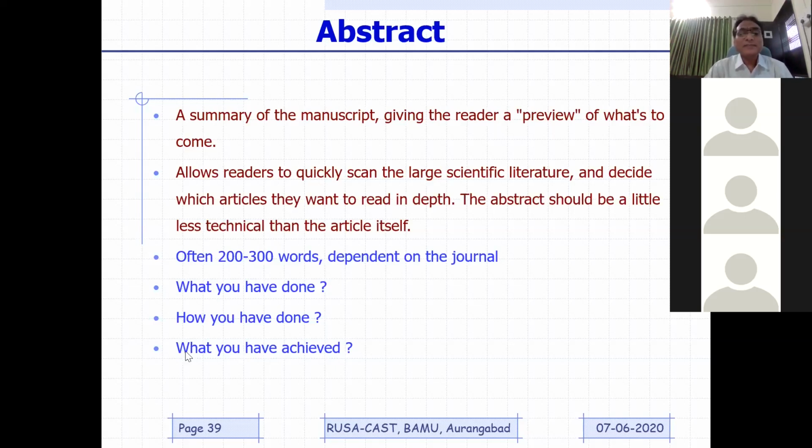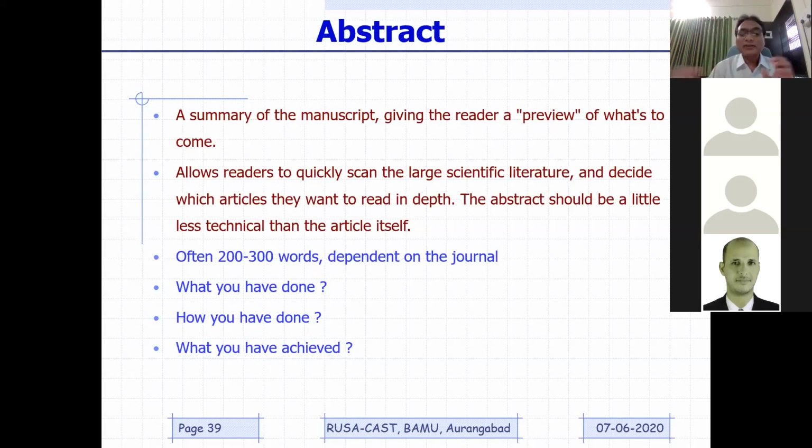You can read the blue lines here. The abstract should be around 200 to 300 words. It should not be more than that. There are some journals that accept fewer than 200 words as well. And in the abstract you should write what you have done, how you have done it, and what you have achieved.